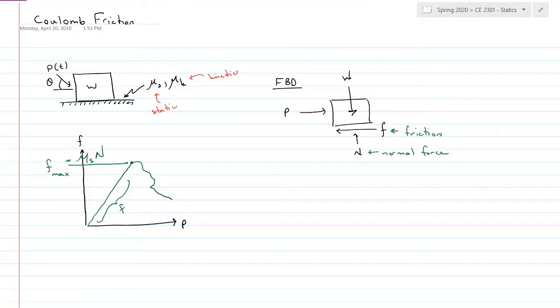And then once we reach that maximum and it starts getting all jolty and funky, well, that's our kinetic friction. That's the moving stuff, and that is not what we're going to mess with in statics class. We're going to stick to nothing is moving, static friction, mu s.